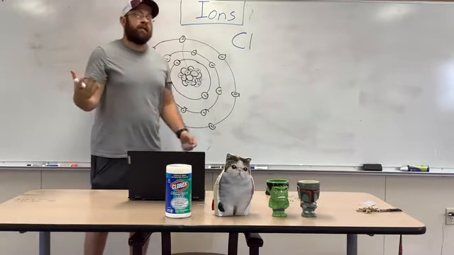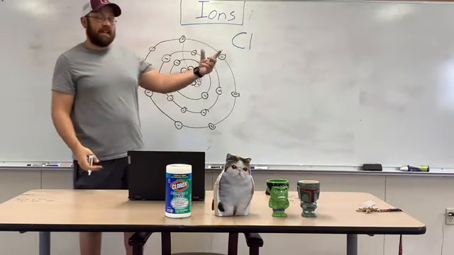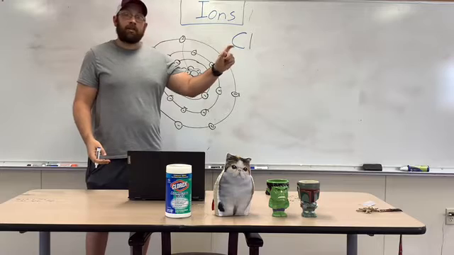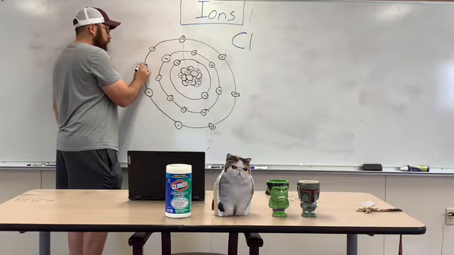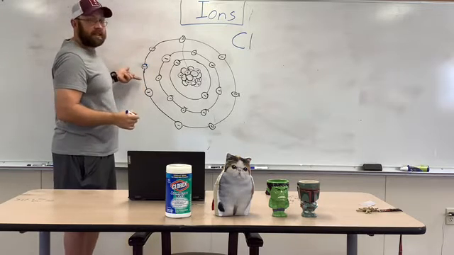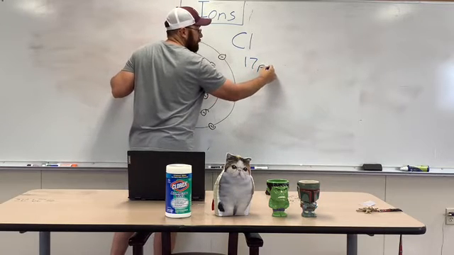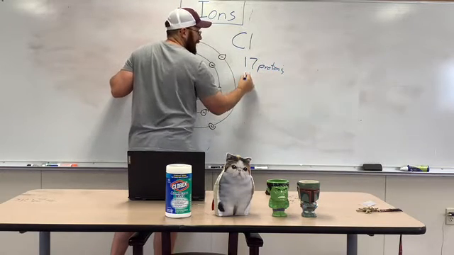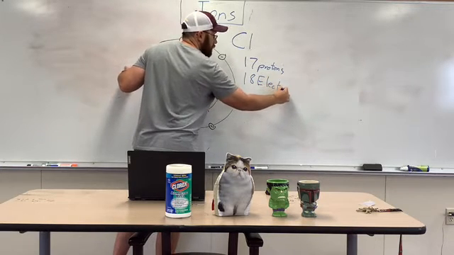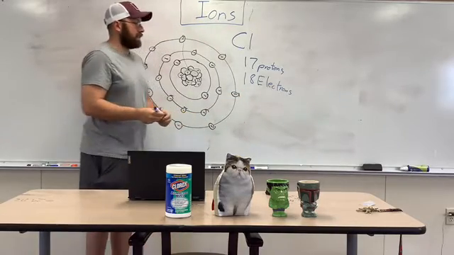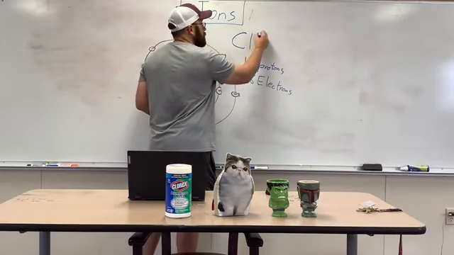But if you've ever heard of table salt, sodium chloride, what it does is it takes that electron from somewhere else, in that case sodium, and it puts it in its outside shell. When you put that extra electron, now you have 17 protons and 18 electrons. Now, since protons are positive and electrons are negative, that means your chlorine is negative.